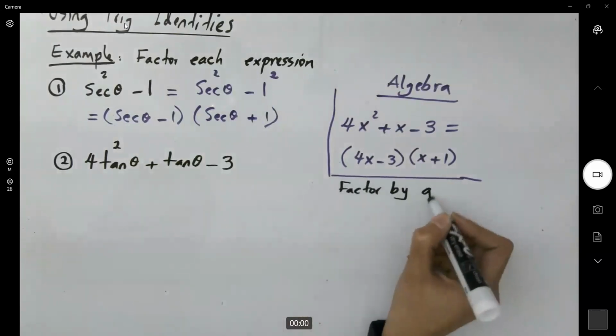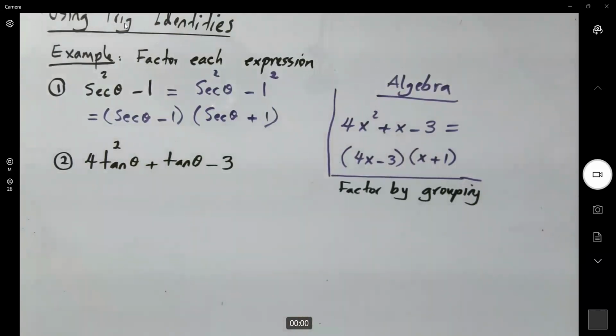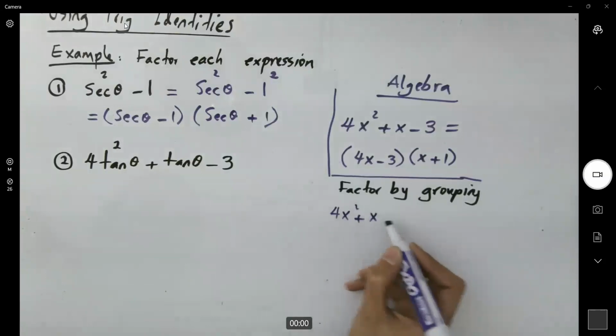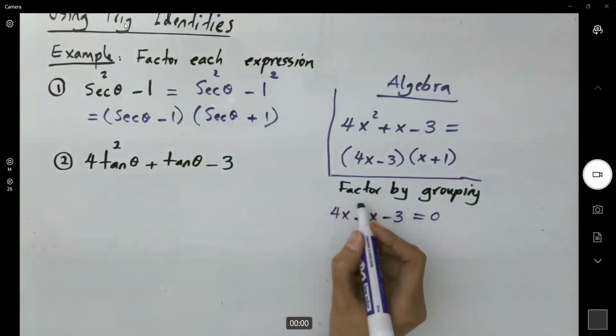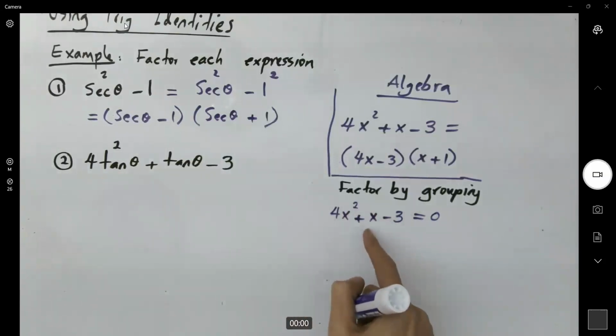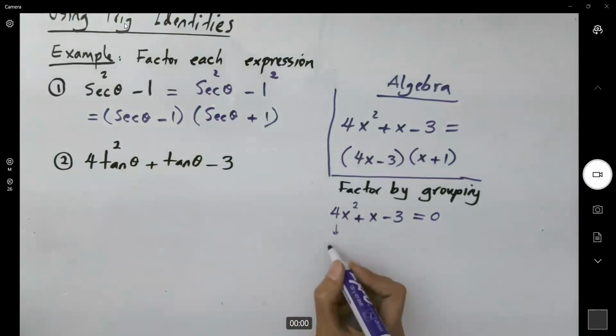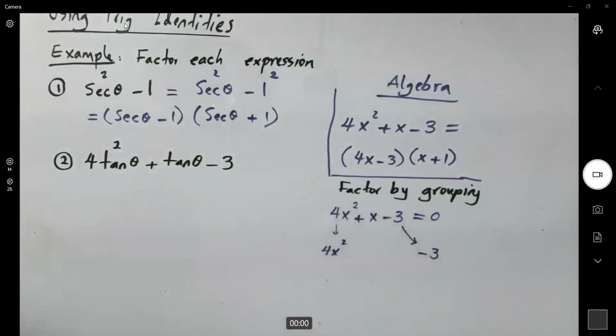Factor by grouping. Okay, how does it work? Take a look at this. Here I have 4x squared plus x minus 3 equal to 0. I need to break down the middle term into the sum of 2 terms. So take a look at this. I'm going to copy down my first term, 4x squared. I'm going to copy down my last term, which is negative 3.